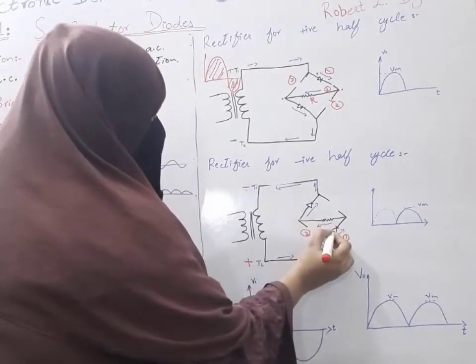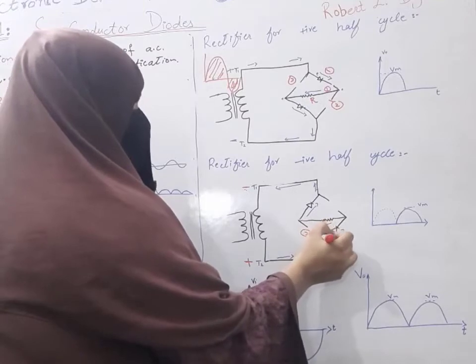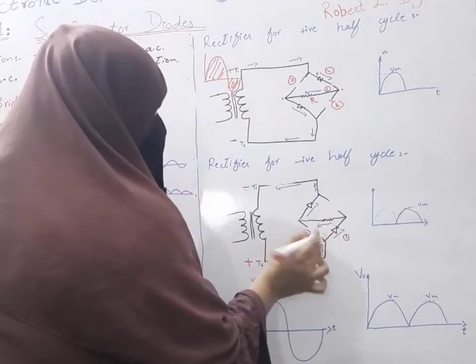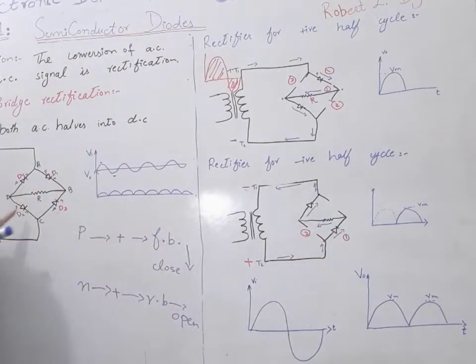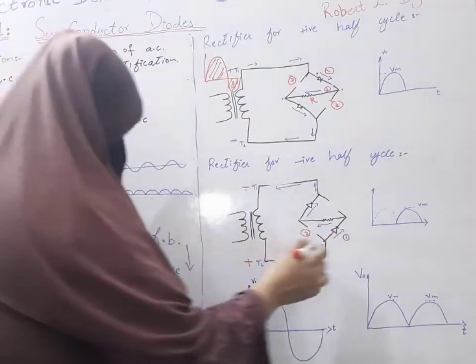In this case, P is connected to positive, so it will be forward biased. It will be the closed circuit. Current will flow here. Current will not flow here because here you can see it is N type, which is connected to the positive terminal. So it will be open circuit here.